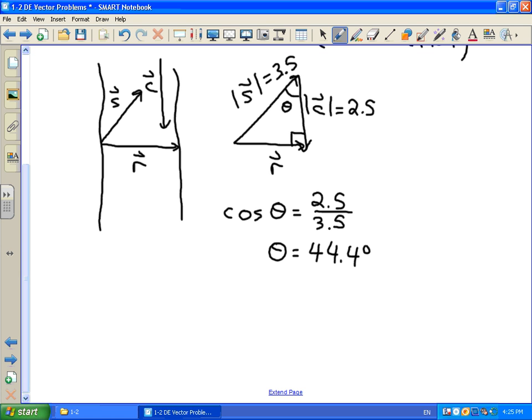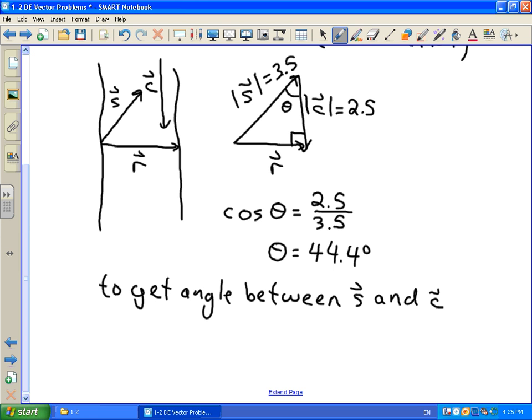Is this the angle that we're interested in? Well, if we're talking about the angle between S and C, the angle we want is when they are placed tail to tail. So to get the angle between S and C, the angle between his path and the current, when we're talking about the angle between vectors, they must always be placed tail to tail.